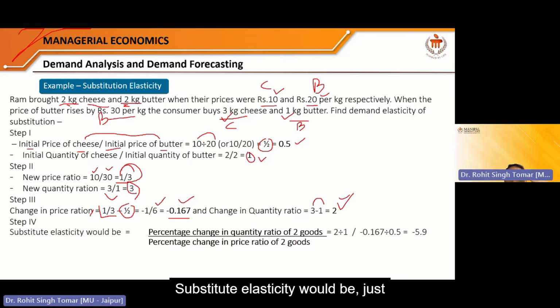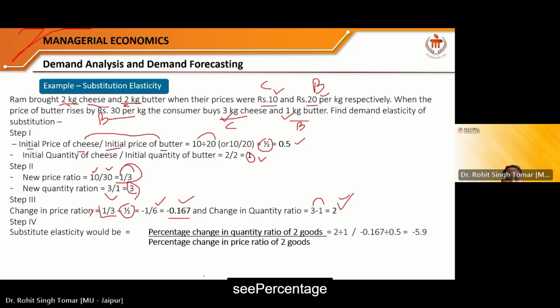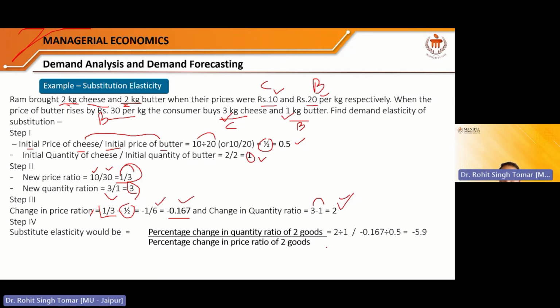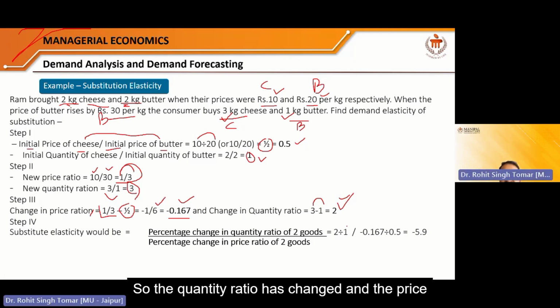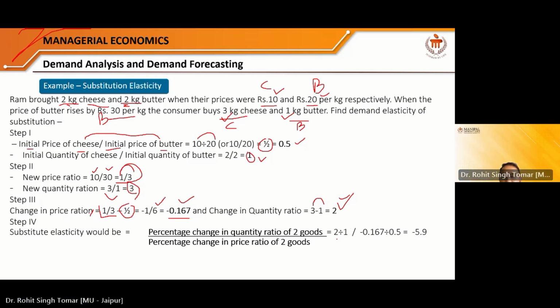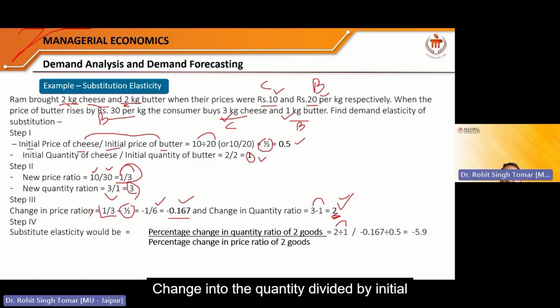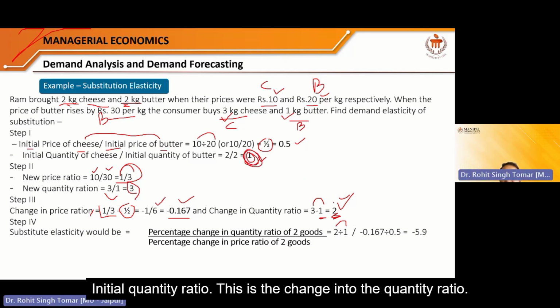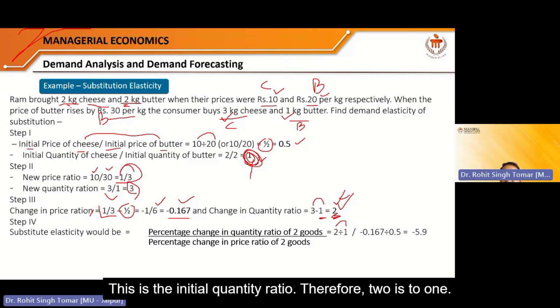Substitution elasticity would be the percentage change in the quantity ratio of two goods divided by the percentage change in the price ratio. So the quantity ratio has changed and the price ratio has changed. Where is the quantity ratio? Here it is. Change in the quantity divided by the initial quantity ratio. This is the change in the quantity ratio, and this is the initial quantity ratio.